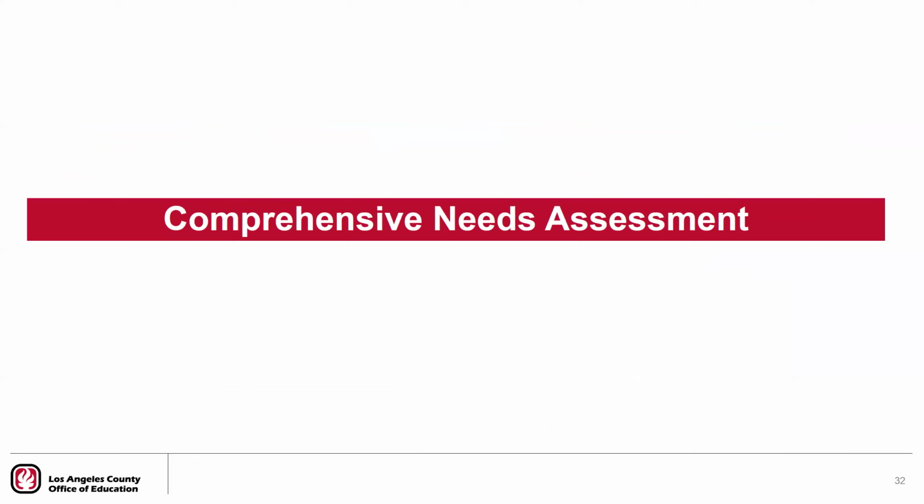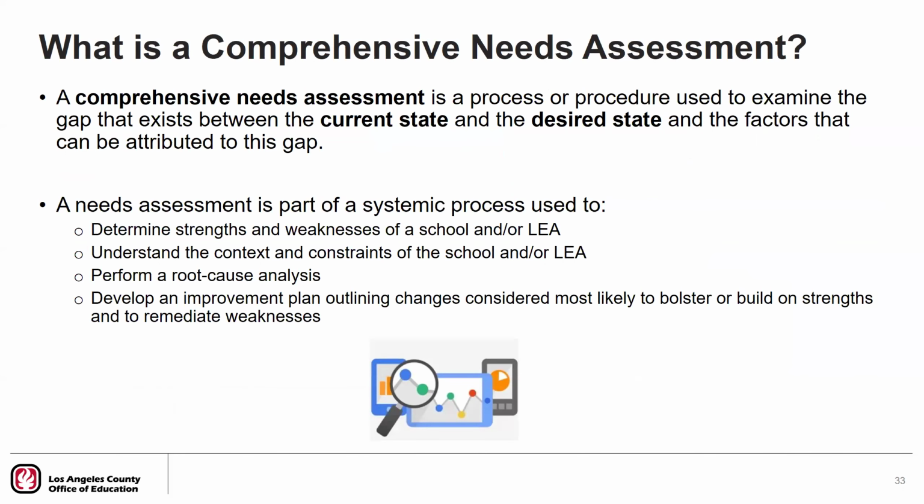Okay, in this next section, we'll be taking a closer look at the comprehensive needs assessment process. So what is a comprehensive needs assessment? Well, at its most basic, it's a process or procedure that's used to identify and address factors between current outcomes and desired outcomes. And this process must include steps to provide clarity about the current situation and then identify what's needed to achieve the desired outcomes.